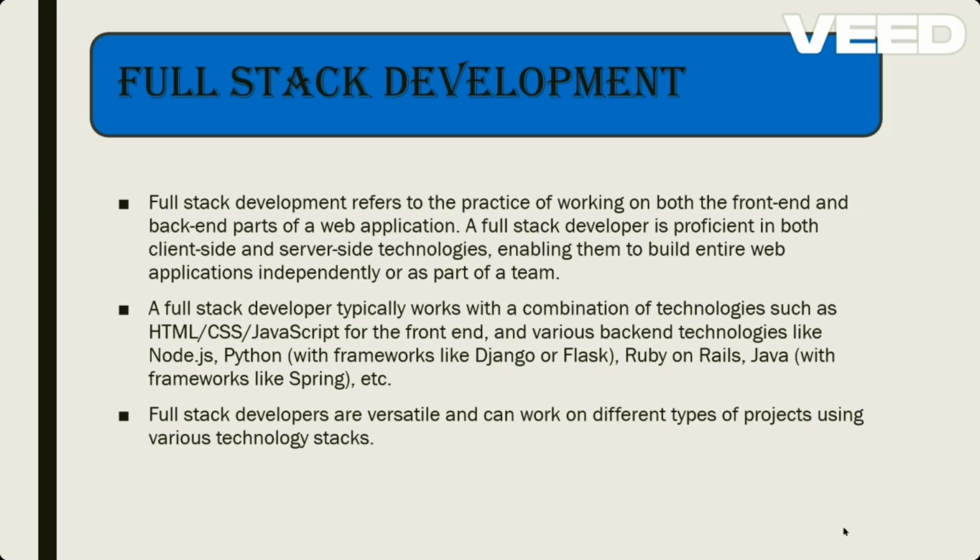Here, a full stack developer typically works on combinations such as HTML, CSS, JavaScript for the front end, and various backend technologies like Node.js, Python, Ruby, Java, etc. Java full stack developers are versatile and can work on different types of projects using various technologies.